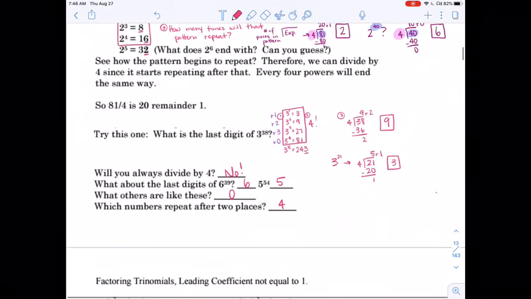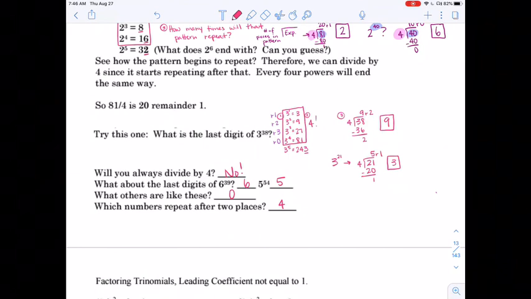So just set your pattern, figure out how many pieces are in your pattern, and divide the exponent that you are looking for by the number of pieces in that pattern, and that remainder is going to tell you which is the ones digit that you are going to hand out at the very end of your sequence.